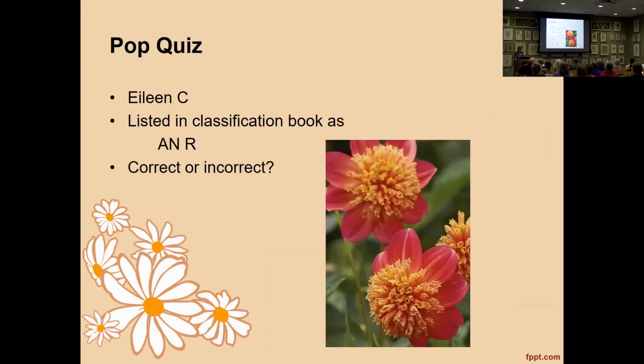Pop quiz. Eileen C., listed in the classification book as anemone red. Is this correct or incorrect? It doesn't have the dome color, and it doesn't have the color of the ray florets listed. So it should have a slash, then the color of the ray florets, and then the color of the dome.